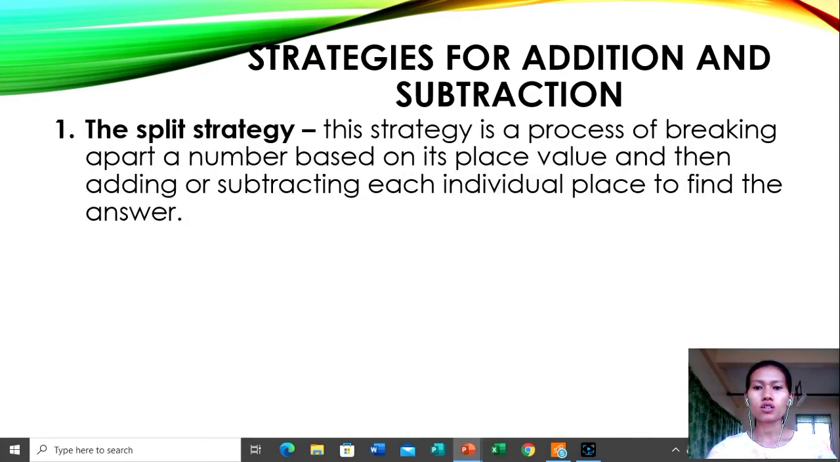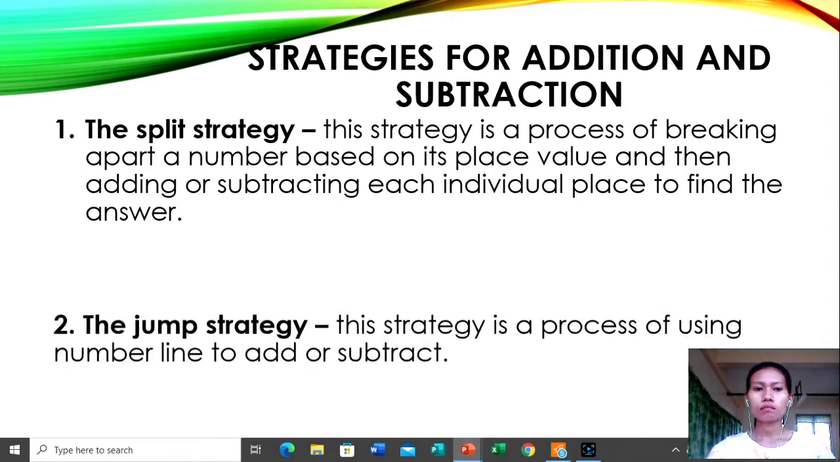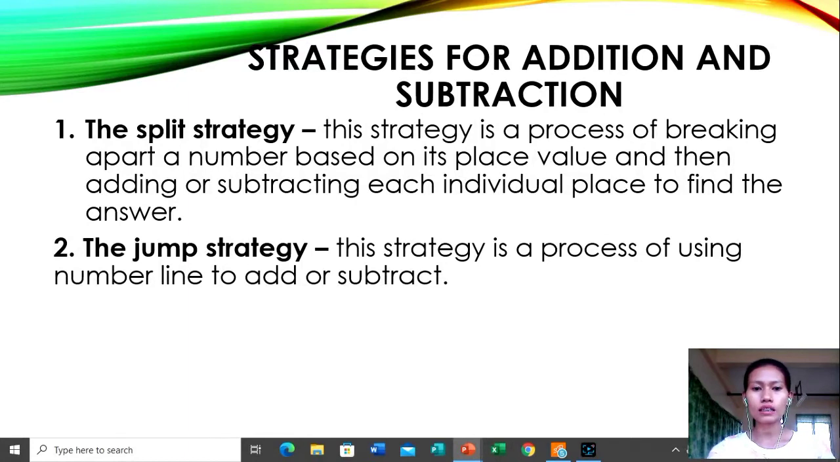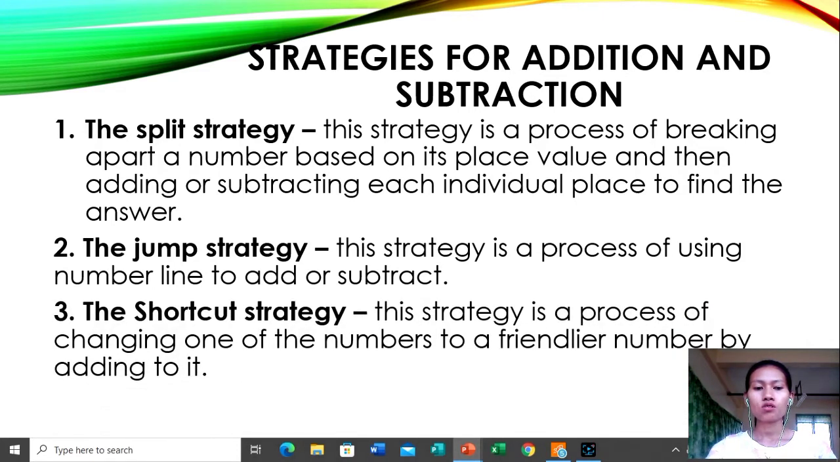This strategy is a process of breaking apart a number based on its place value and then adding or subtracting each individual place to find the answer. Then the second one is the jump strategy. This strategy is a process of using a number line to add or subtract. And then third is the shortcut strategy. This strategy is a process of changing one of the numbers to a friendlier number by adding to it. So let us discuss further about these 3 strategies.